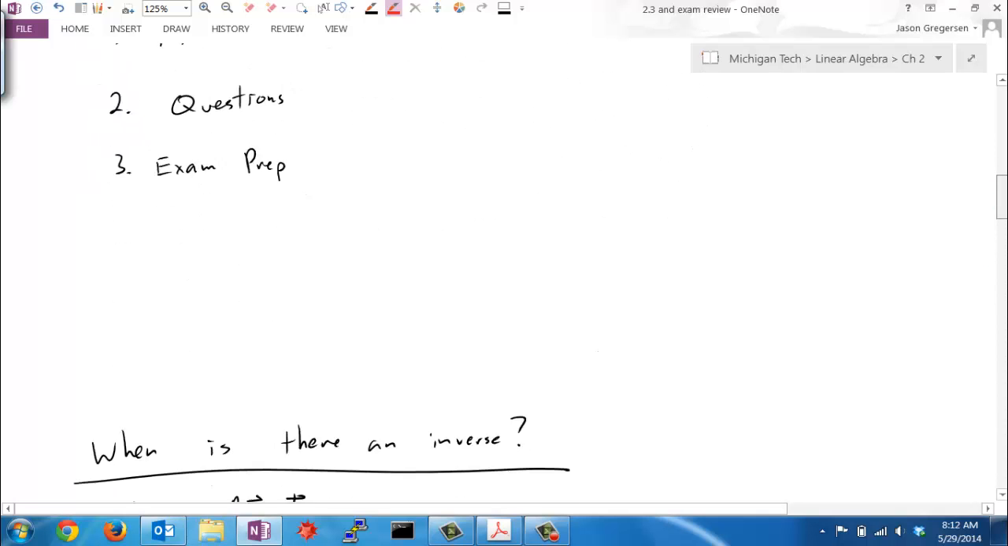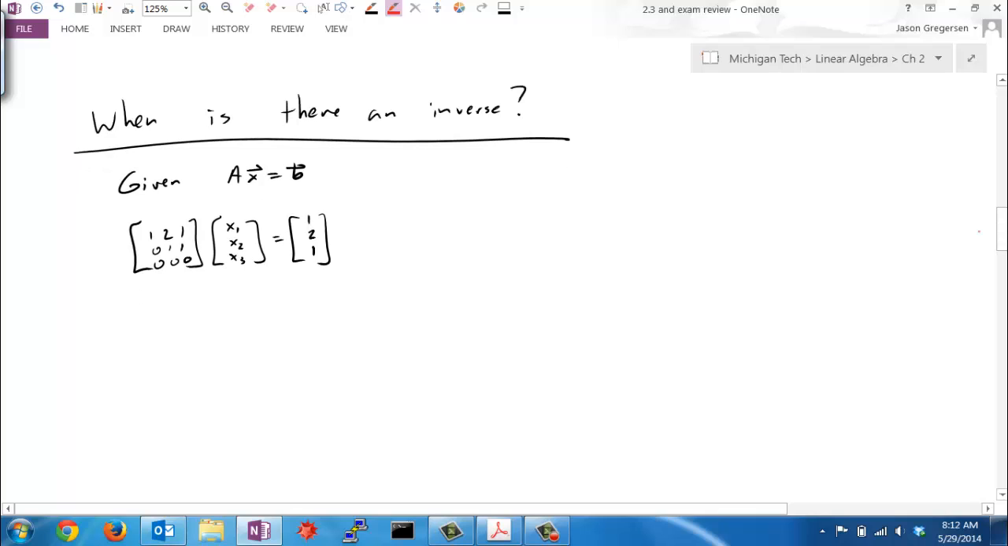So let's finish up 2.3 here. So we've calculated this thing. Some of this will be a little bit of repeat from the end of class yesterday. I'll talk about when there is an inverse. So for example, we're given a matrix equation like this. I have a matrix. I have a b value. I want to find x. One way to do that is to find the inverse matrix and do x equals A inverse times b. But that's only if there exists that inverse matrix.